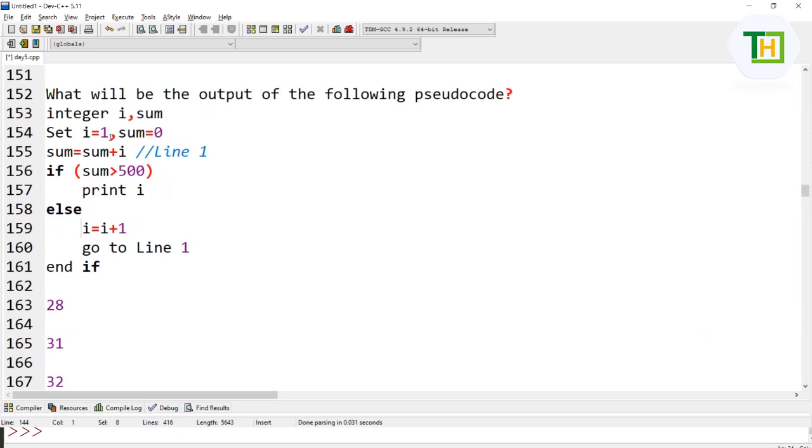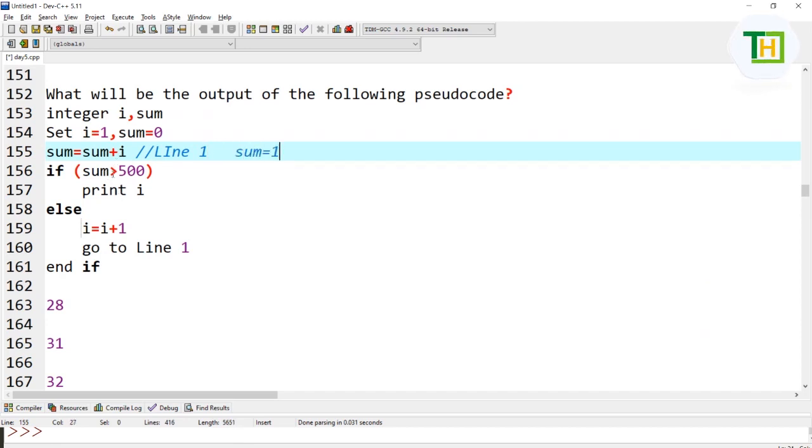Now the answer, set I is equal to 1 and sum is equal to 0. Then sum is equal to sum plus 1. Then sum is equal to 1. Now it is checking that this is line 1, that's why it is writing line 1. Sum is equal to 1 now.